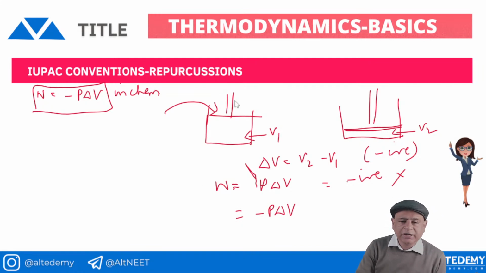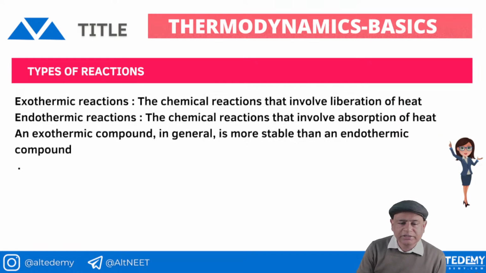W is equal to minus P delta V. This is what the repercussion is. You will also be writing one and the same thing.